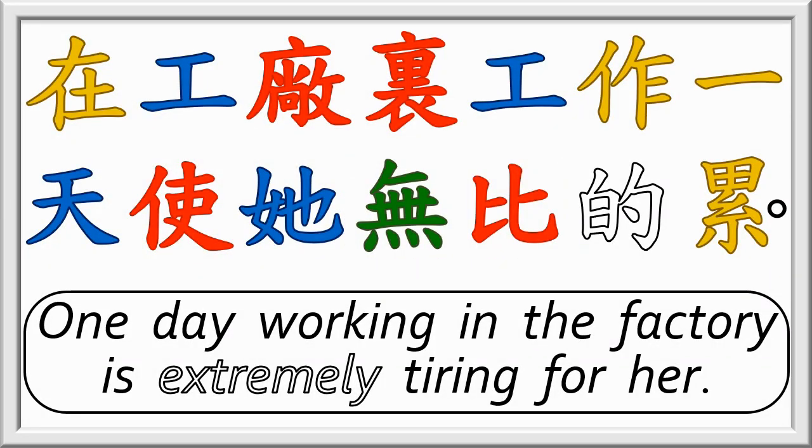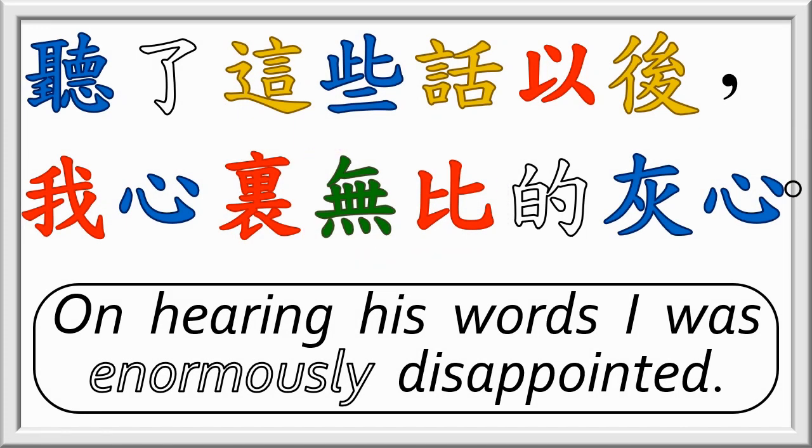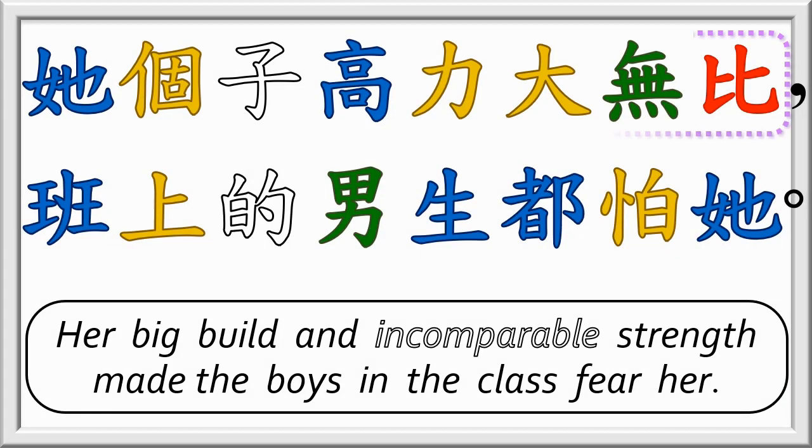It's incomparable, unsurpassed, unrivaled. 在工厂里工作一天，使他无比的累。One day working in the factory is extremely tiring for her. 听了这些话以后，我心里无比的灰心。On hearing his words, I was enormously disappointed. 他个子高，力大无比，班上的男生都怕他。Her big build and incomparable strength made the boys in the class fear her.